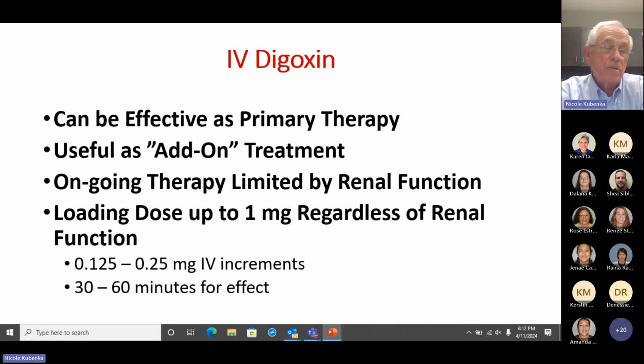IV digoxin can be effective just as the main way to treat this until you start pills, or it can just be a booster to get started. Usually you give it in increments of 0.125 or 0.25 milligrams every 30 to 60 minutes, and it's safe to go up to a full milligram without getting digoxin toxic.